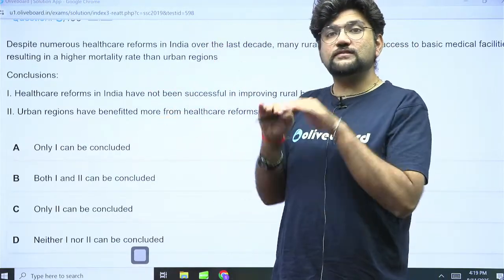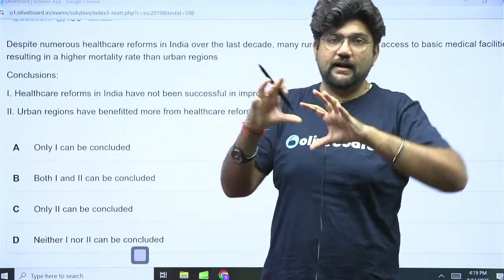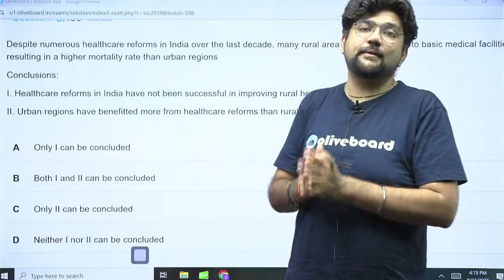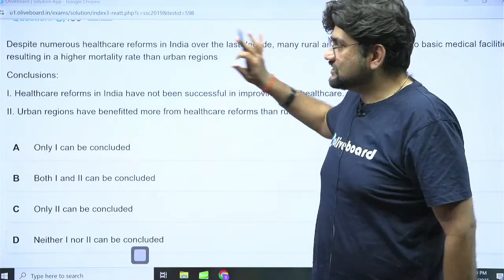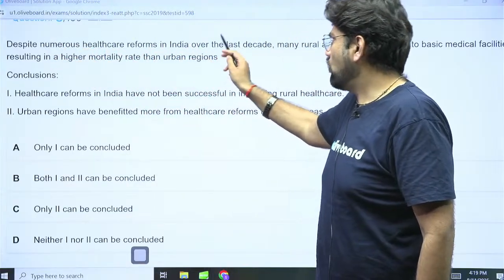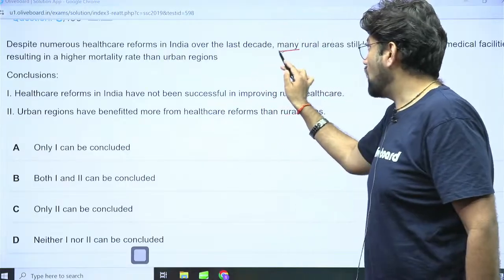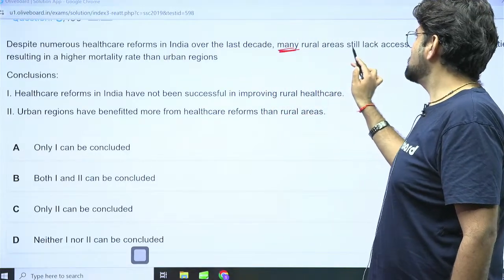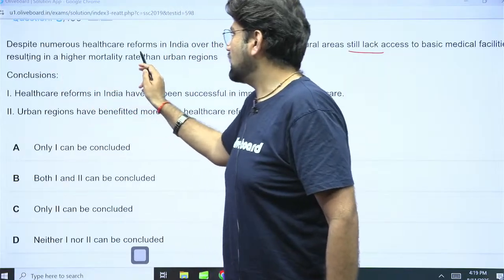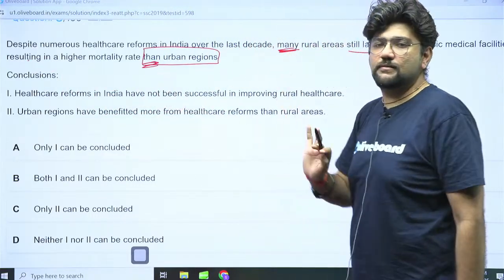Try to be as specific and as robotic as you can. Don't unnecessarily use your emotions, your brain. Don't travel here and there. Don't pick up any extra information of what is currently happening in your country or around you. Stick to what the statement is telling you. Despite numerous healthcare reforms in India over the last decade, many, read many, not all, many rural areas still lack access to basic medical facilities, resulting in a higher mortality rate than urban regions. These two words, everything will be summarized.